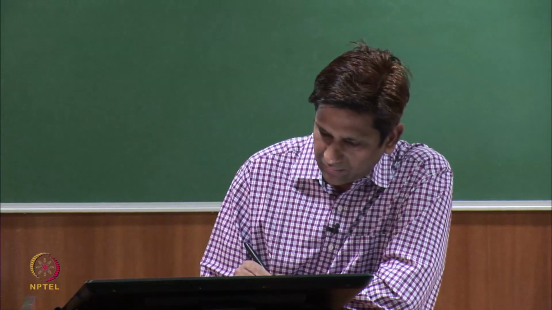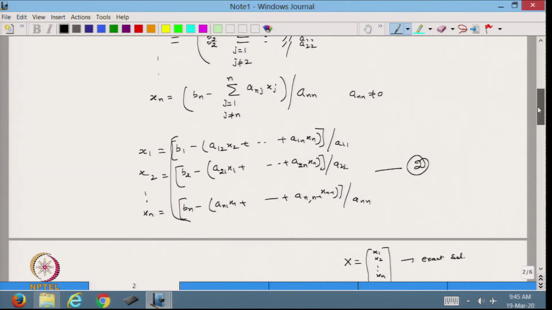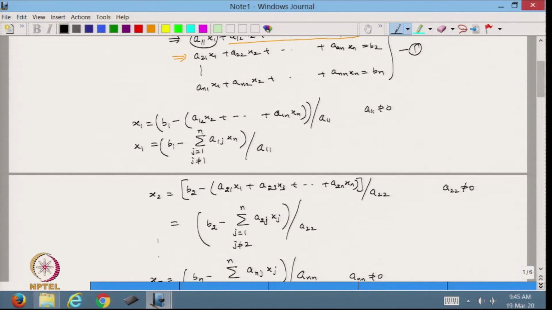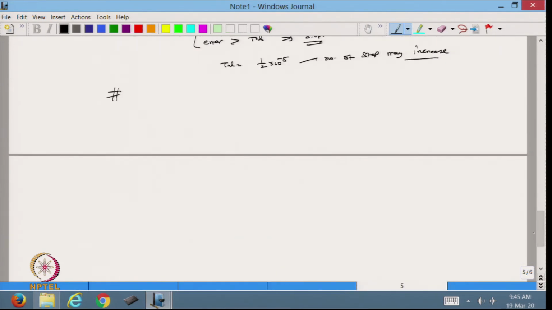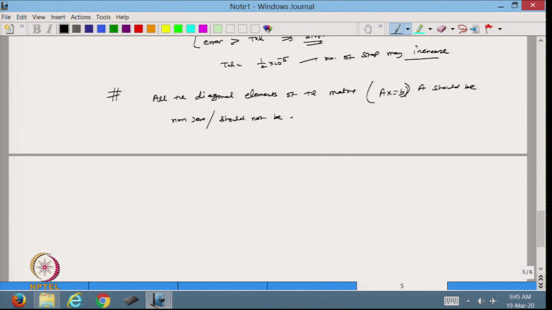Now, in the Jacobi method we have seen that all the diagonal elements of the matrix A of the system Ax is equal to B should be non-zero, or should not be small, because we know that division by a small number should be avoided.